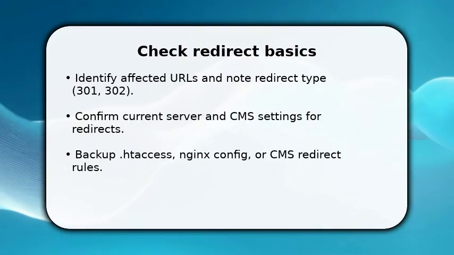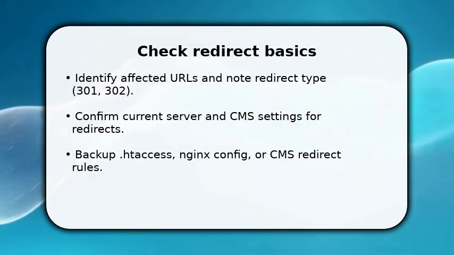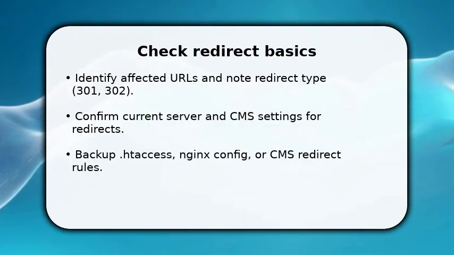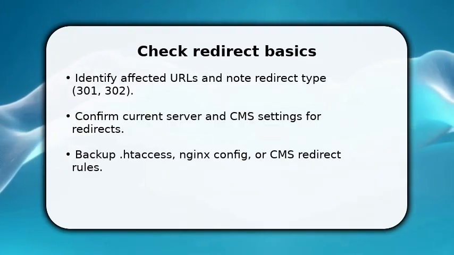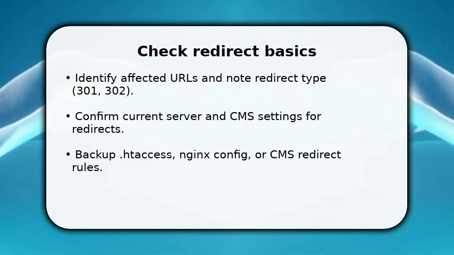Next, access the server or CMS where redirects live and make a backup of configuration files like .htaccess or nginx.conf. This protects you. Once backed up, open the redirect rules area and locate rules affecting those URLs. Make sure to work on a staging environment if available, because that prevents accidental production outages while you edit rules.